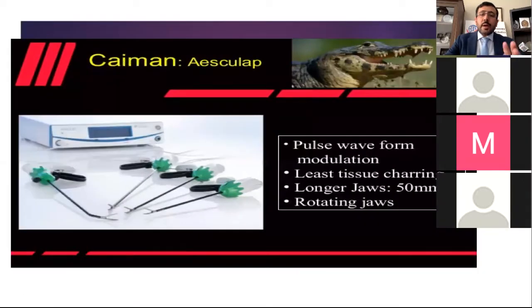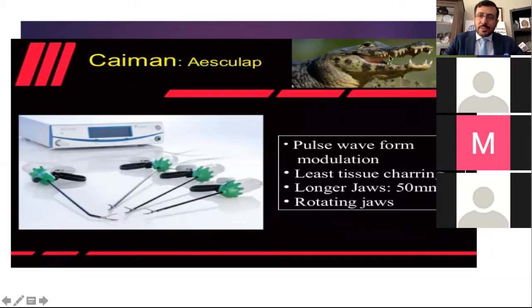Also we have Esculap, and I have experience with this too. This is also good. One thing is the rotation, which is also excellent. Sometimes you need rotation, so this is good. You can rotate and angulate this. Overall all our instruments have rotation, but we also have angulation in Esculap, and it is excellent. You can dissect with this too. It depends on the different shapes you have, and it also has longer jaws.